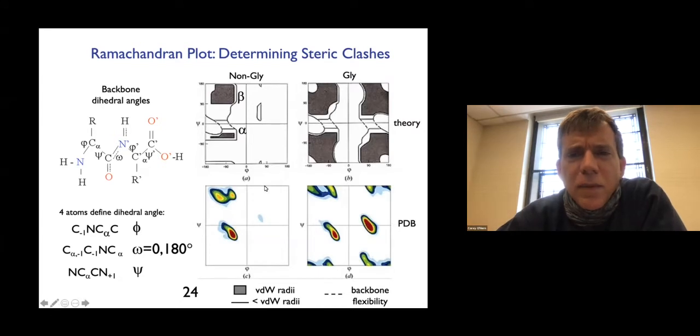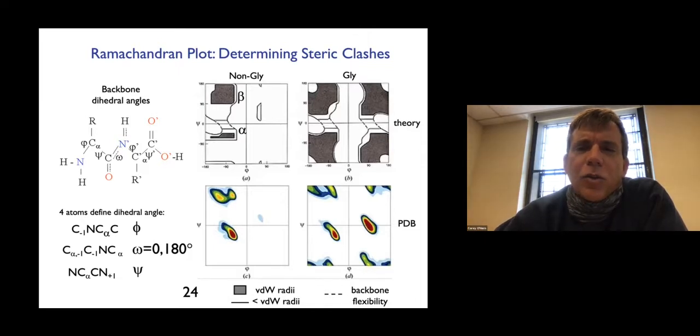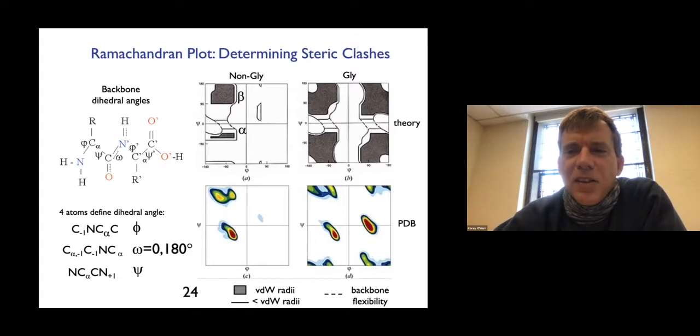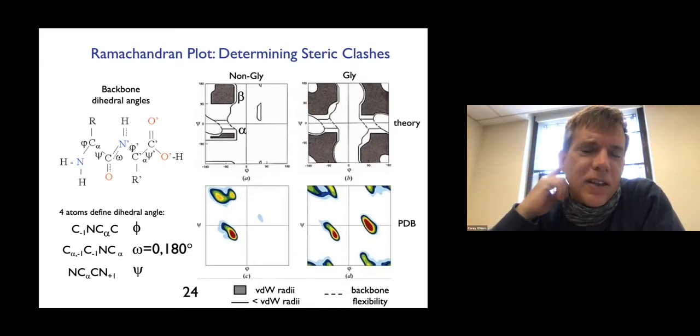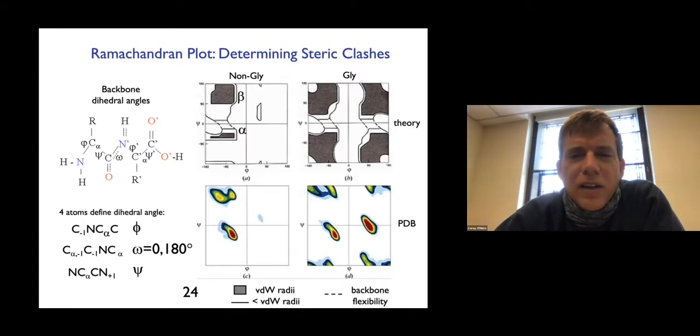Since glycine has such a special side chain, it's different. It has a different prediction than all the other amino acids, which have beta carbons involved in the side chains. And so that's why we're making a distinction here between non-glycine amino acids and glycine.